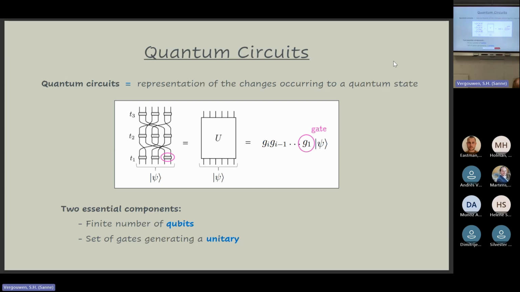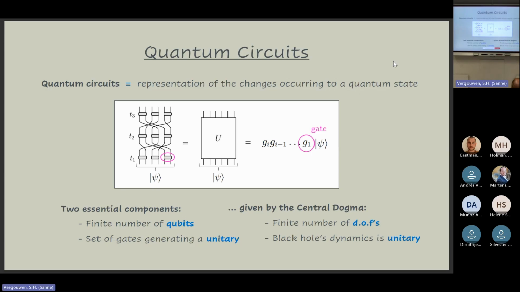Two essential components in this quantum circuit: we have a finite number of qubits, and the set of gates is basically generating a unitary. Those were the two essential components given by the central dogma, if you remember. The central dogma talked about a finite number of degrees of freedom. We don't say anything about their nature, but we can consider that they are the qubits on which the gates act. And the second point is that the black hole dynamic is unitary, so we might generate it with a sequence of gates.